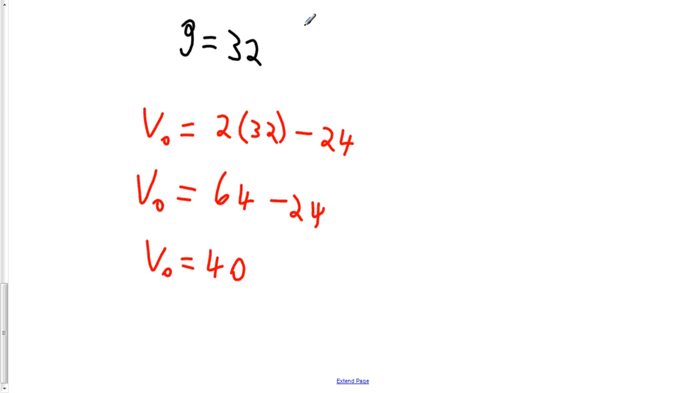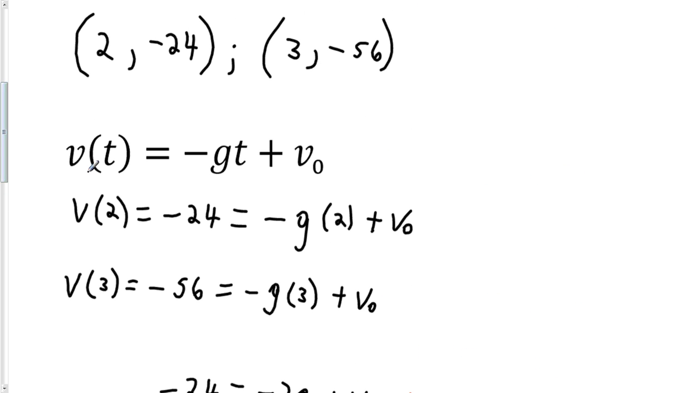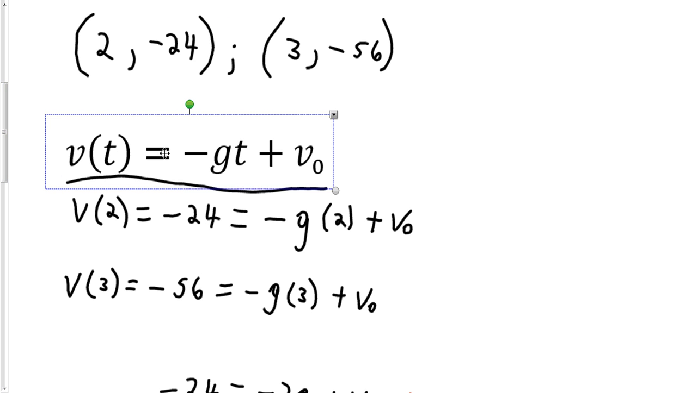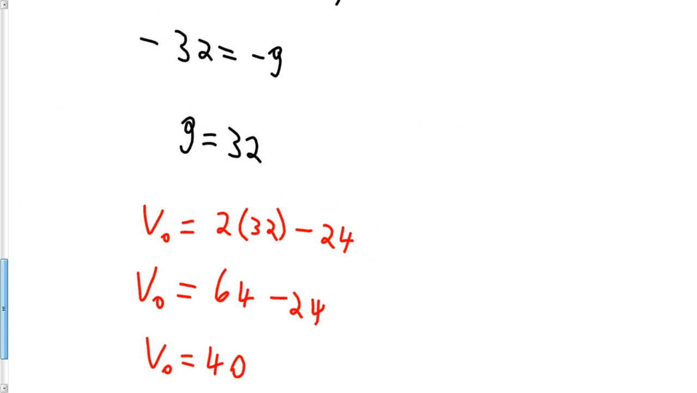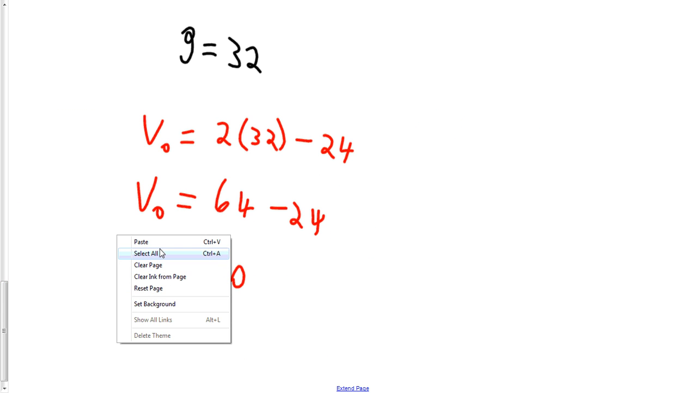So now I can come up with my equation. Remember, my equation that I was looking for was of this form: v of t is equal to negative gt plus v naught. So I found g and I found v naught. I can plug them in, and then I will have my model that models the velocity of this object at any given time.